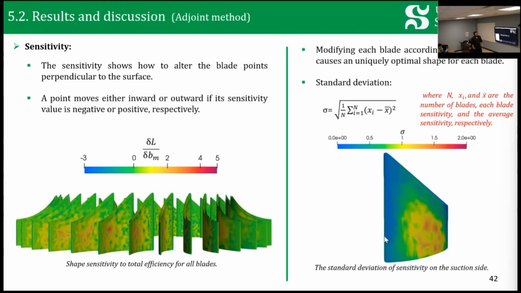If we want to modify the shape of each blade based on its sensitivity, it creates an imbalanced impeller, which is not the case in the real world. So we need to average the sensitivity for each blade. Also, the deviation shows that the sensitivity is important since we have high fluctuation, especially on the middle of the suction side. I don't show the pressure side because it has the same pattern.